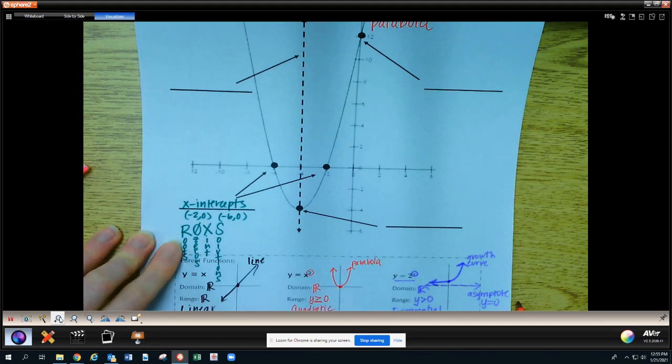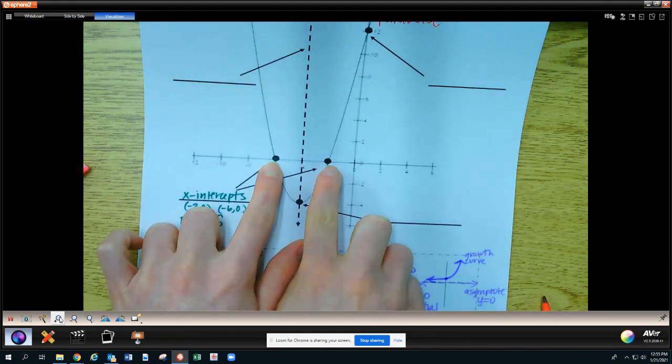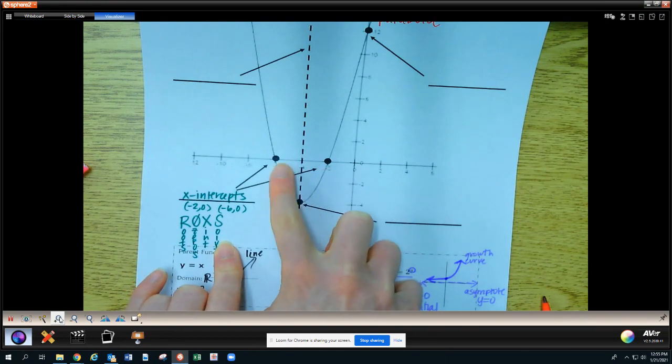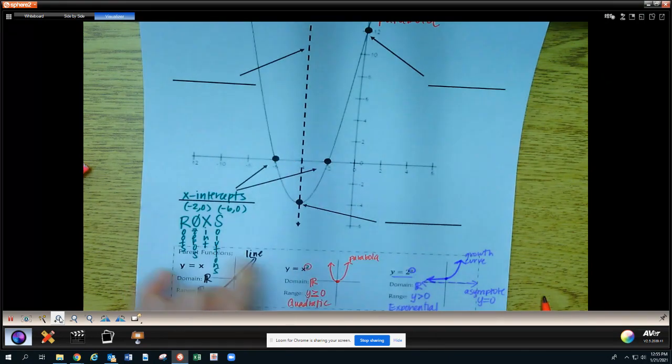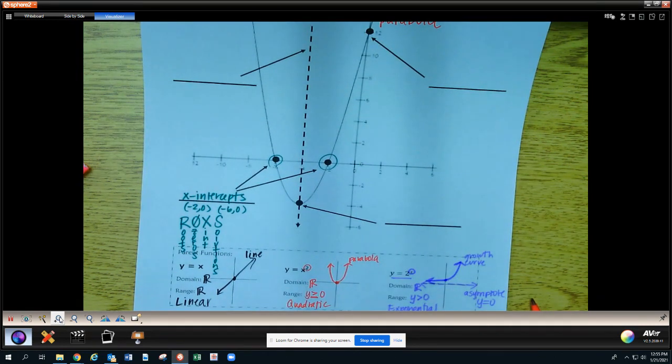Solutions. Okay, so roots, zeros, x-intercepts, solutions. 4 different names for these points right here. So if a test question asks you for the x-intercepts, and then asks you for the roots, and then asks you for the zeros, or then asks you for the solutions, all of those are referring to these 2 points right here. Okay, 4 names for the same thing.